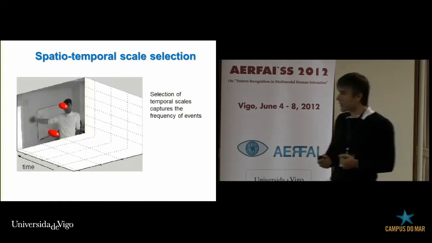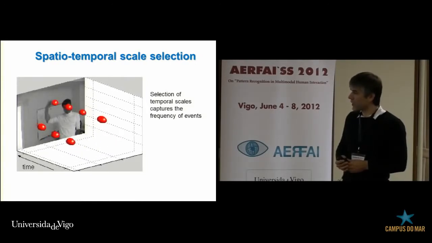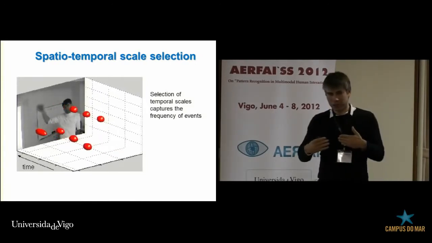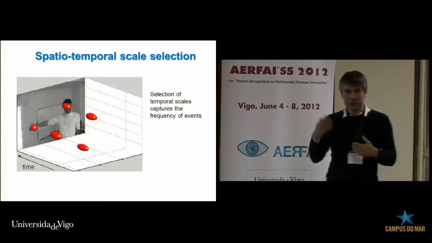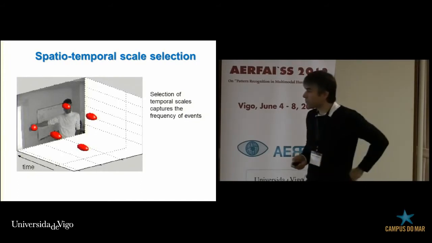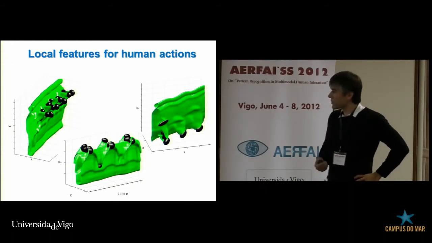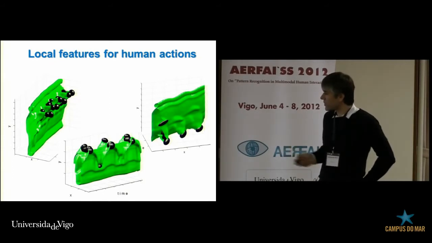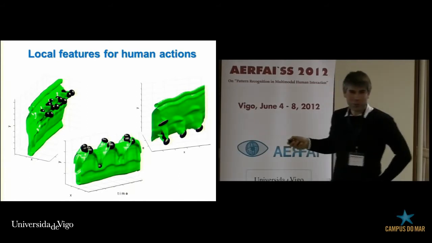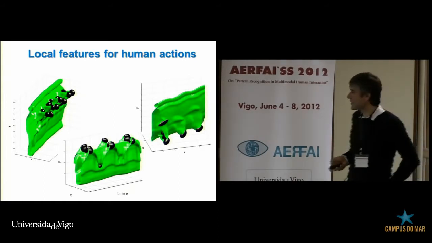So what is temporal size? Here is a hand waving with different frequencies, and we see that the temporal size of the detected blobs is adapted to the frequency of the event. Fine. These are points which are detected for different types of actions. Here, as we've seen, this is boxing, this is hand waving, and you can probably guess what this is. What is this? Walking, yes.